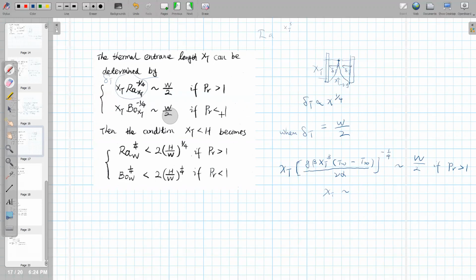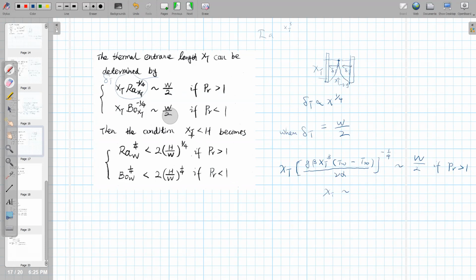And for Prandtl number smaller than 1, just change this Rayleigh number to the Boussinesq number. So this will be divided by mu alpha squared rather than divided by mu alpha.